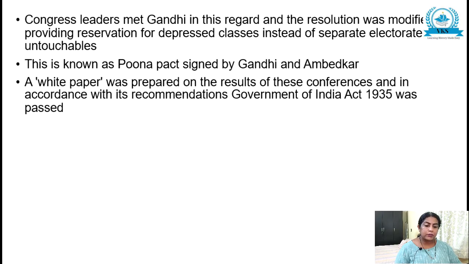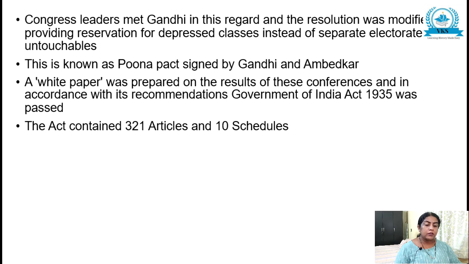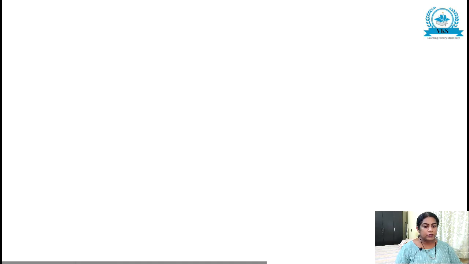A white paper was prepared as a result of these conferences, and in accordance with its recommendations, the Government of India Act 1935 was passed. The Act contained 321 articles and 10 schedules. Now let us go through the provisions of the Government of India Act of 1935.